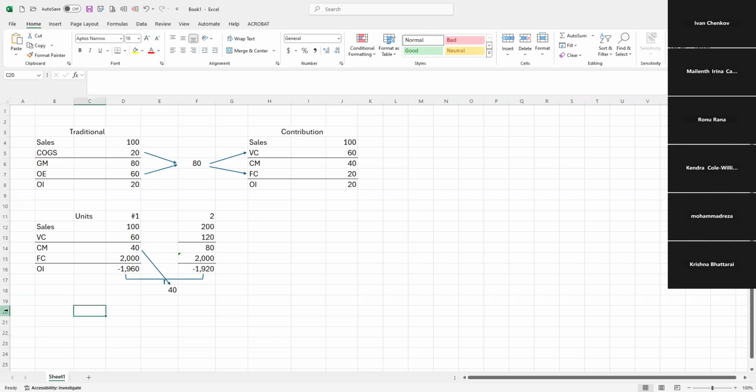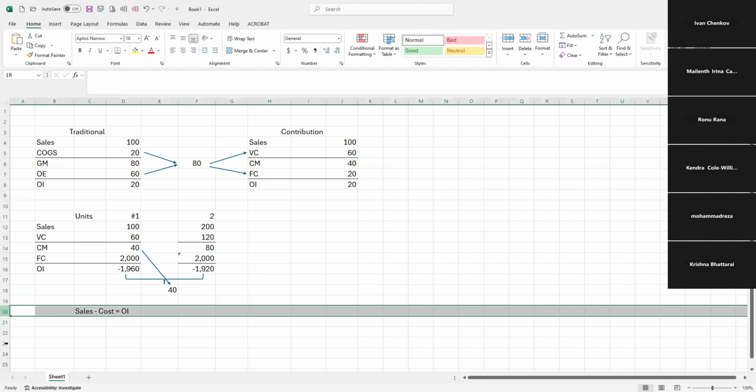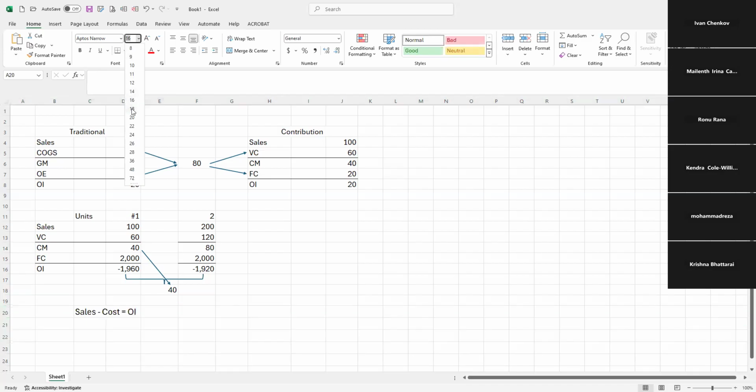So what we can conclude from all these things, we can clearly see that sales minus the cost is equal to operating income. That's out of question. Make sense? Tell me that you understand. If you don't, I have to go a different way.